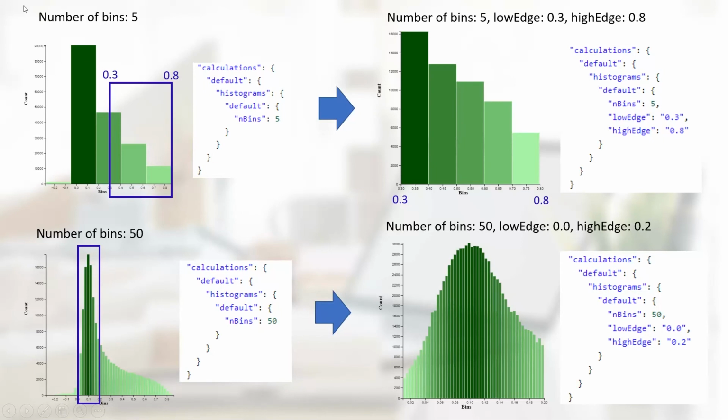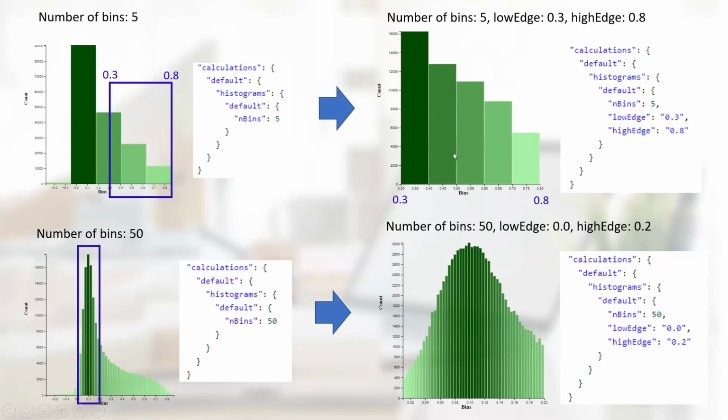To illustrate this better, I have created here just a request with 5 bins without any low edge and high edge specified, and you see it went from -0.2 to 0.8. And now let's say that we see this histogram and say, okay, but we want only the histogram that goes from 0.3 to 0.8, and we want it to have 5 bins within. Well, this is how you can use this. If you then specify low edge and high edge as such, you're going to get 5 bins within this range.